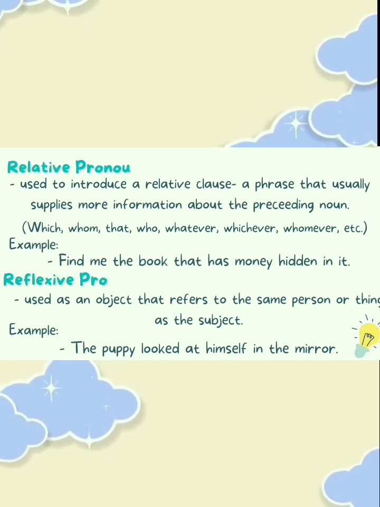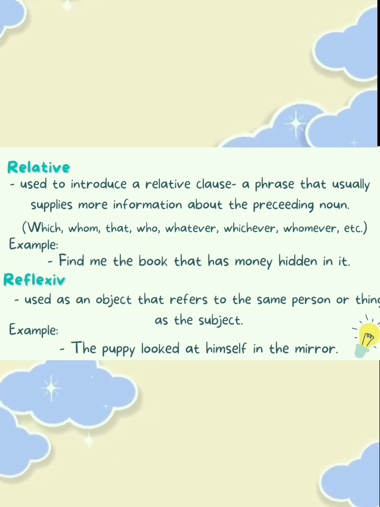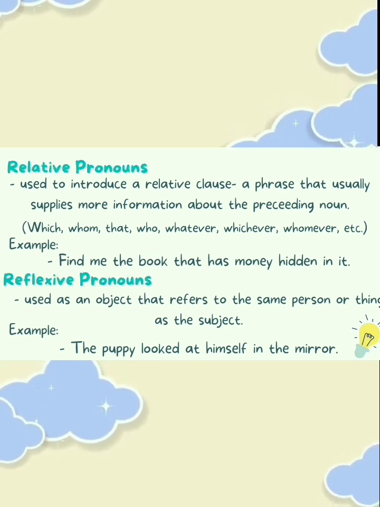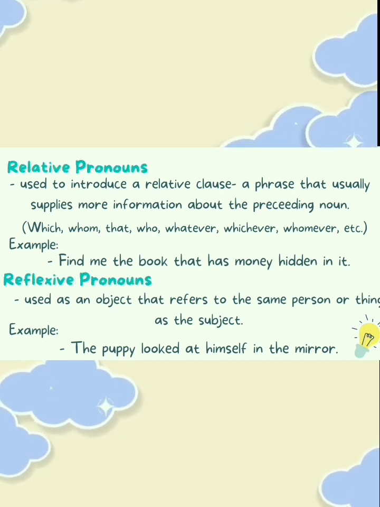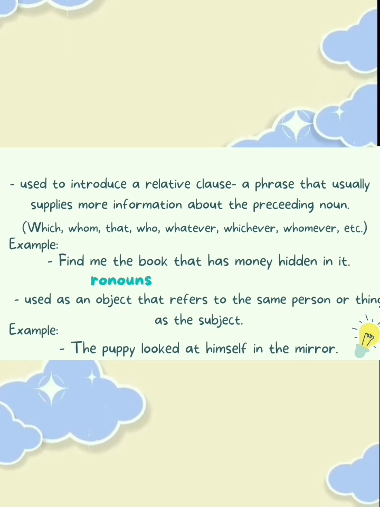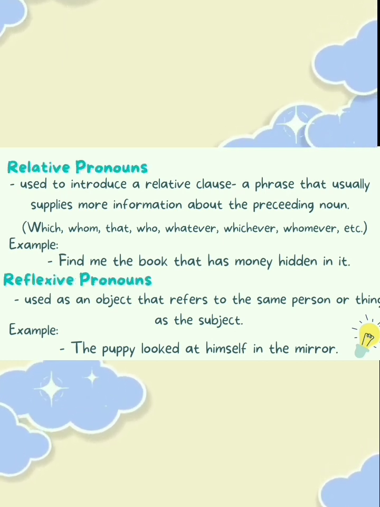Reflexive pronouns are used as an object that refers to the same person or thing as the subject. For example, the puppy looked at himself in the mirror. Our reflexive pronoun is himself because the reflection that the puppy is seeing is the same as him, or himself.